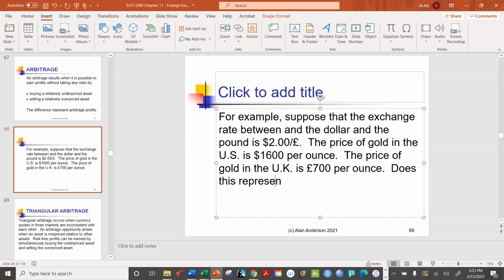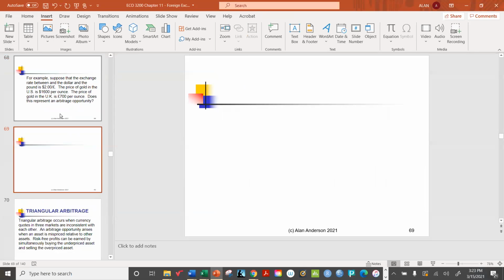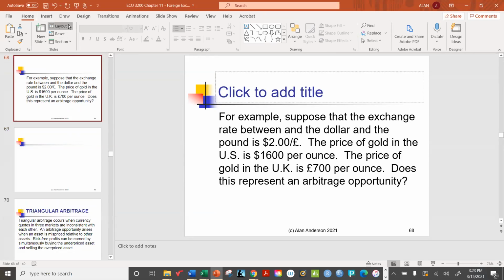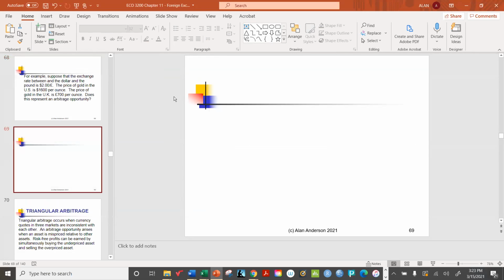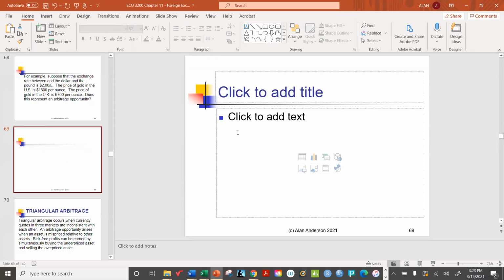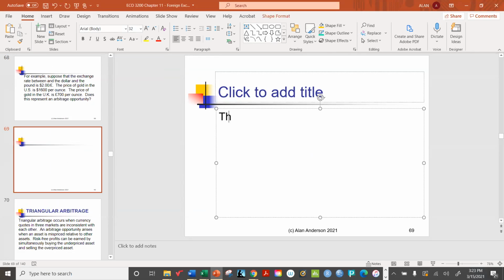Does this represent an arbitrage opportunity? Well, the answer is yes. The question is why? Why is this an arbitrage opportunity? Well, here's what we're going to do. We're going to convert the price to dollars in both countries. So the gold price in the UK can be expressed in dollars.